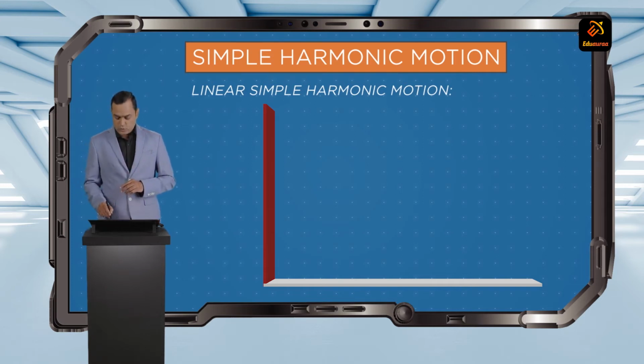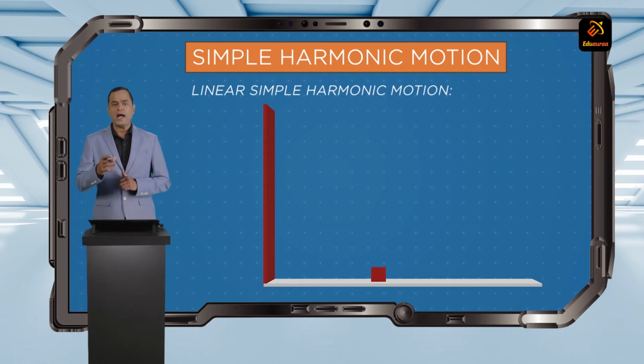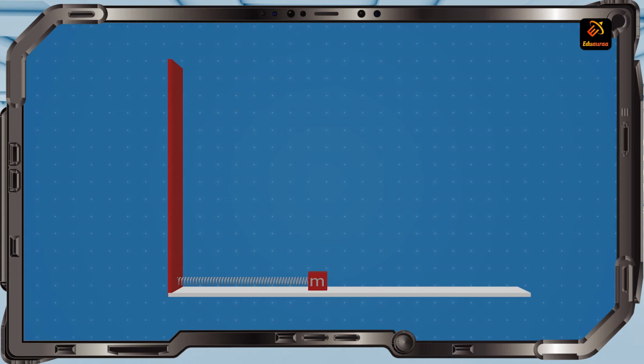On this surface, we have a block, an object, a substance which has a mass small m. And this block is tied to a spring. So we have a block of mass m on a frictionless surface, tied to a rigid support with the help of a spring. And right now it is located at its mean position.